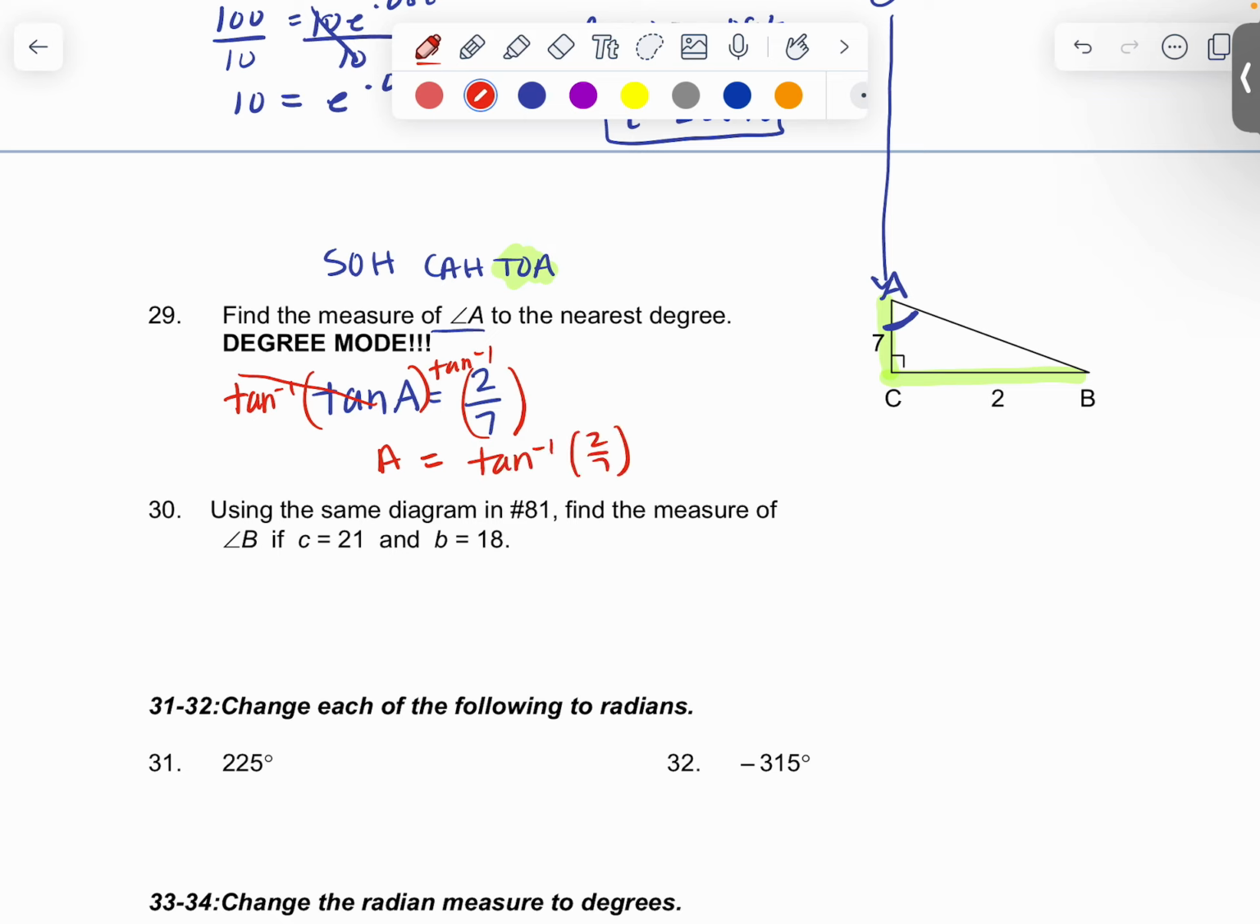Now, this you need to plug into your calculator. Make sure that you are in, we even put this here, degree mode. If you're in radian mode, you're going to get it wrong, okay? So let's type it in. So tan inverse, you just hit second tan, that'll do tan inverse. And then 2 divided by 7.